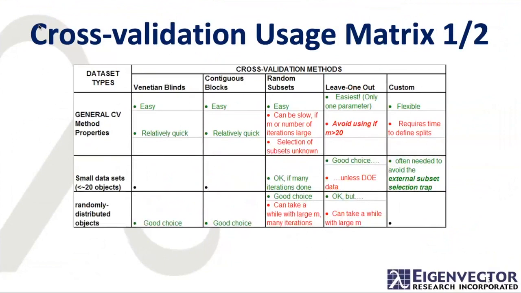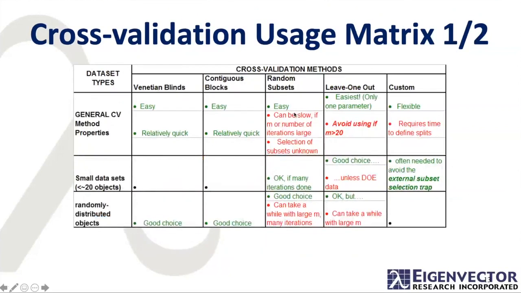So Chuck Miller used to work for us. He works for Camo now, and Chuck is a very thorough guy, and he created this cross-validation usage matrix and talks about all the ins and outs of doing cross-validation. Across the top are cross-validation methods: Venetian blinds, contiguous blocks, random subsets, leave one out, custom, and then it talks about the data set types here. Well, for general, Venetian blinds is easy. It's relatively quick. Contiguous blocks is also easy.